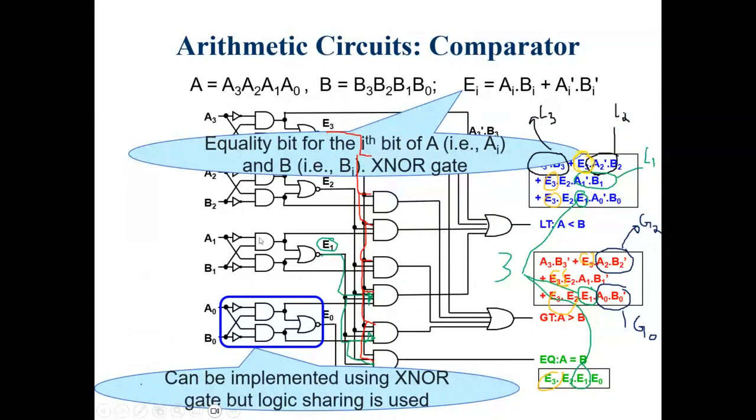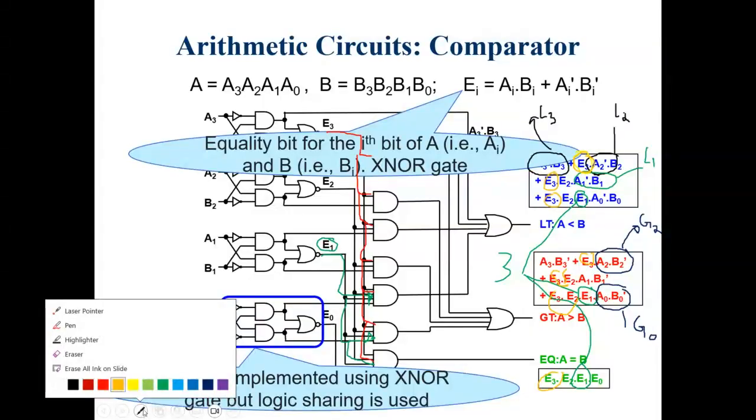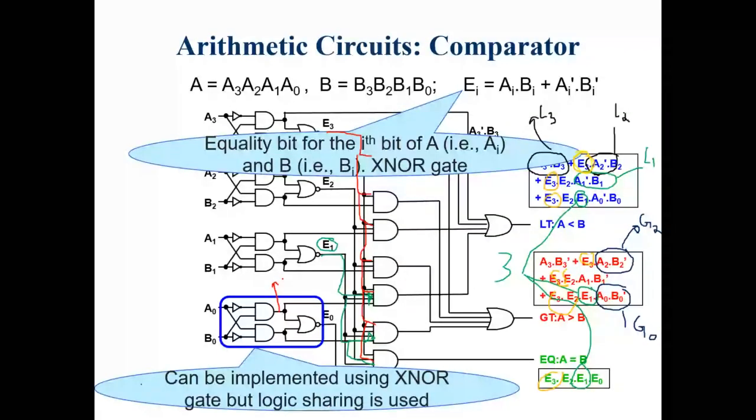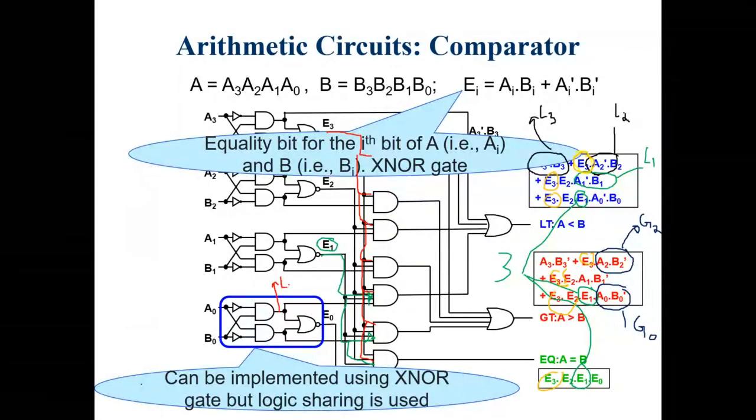And what is this thingy? Can anyone tell me what is this signal? Help me. A not B, B0, A0 not. So this is actually L0. Got it or not got it? Yeah, got it. Okay. Now if you look at here, this output.